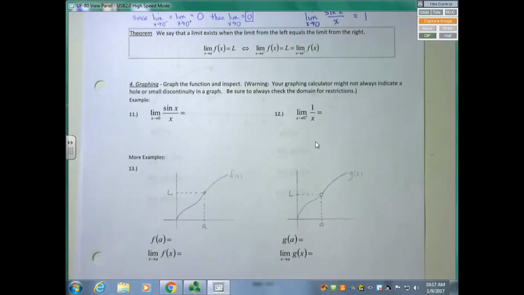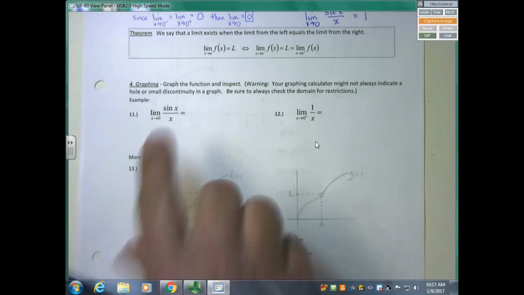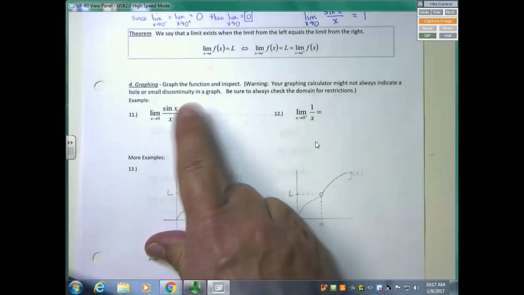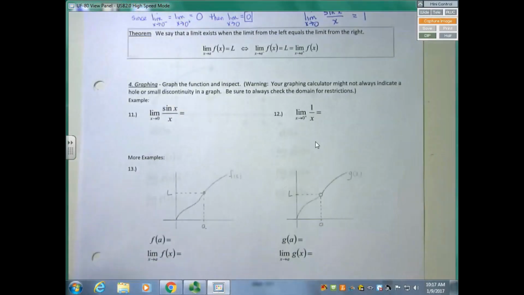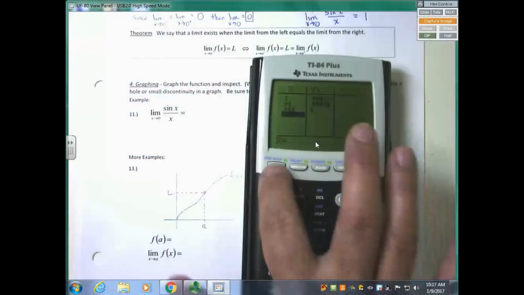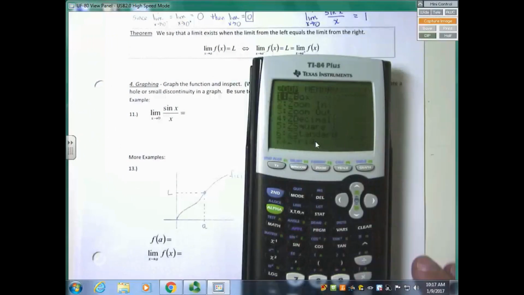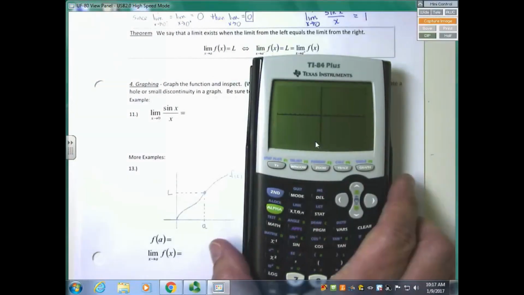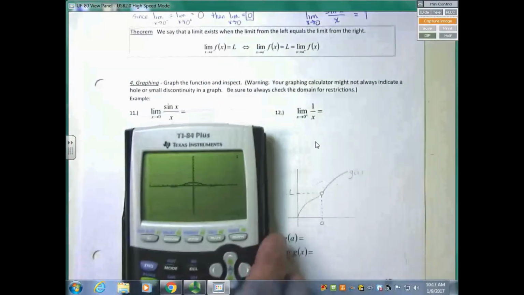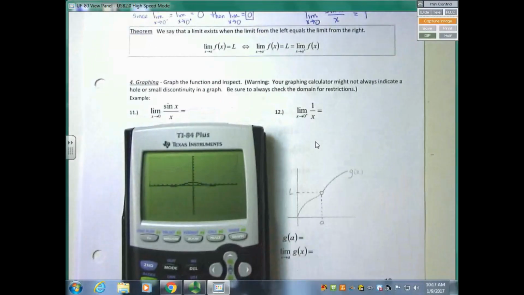Okay? So if we look at that same problem we were just doing a minute ago in number 10, here it is again, and it says let's look at it by graphing it. Okay? So if I graph it, I've already got it in here, I'm going to hit zoom 6. All right, I'm going to zoom in just a little bit.